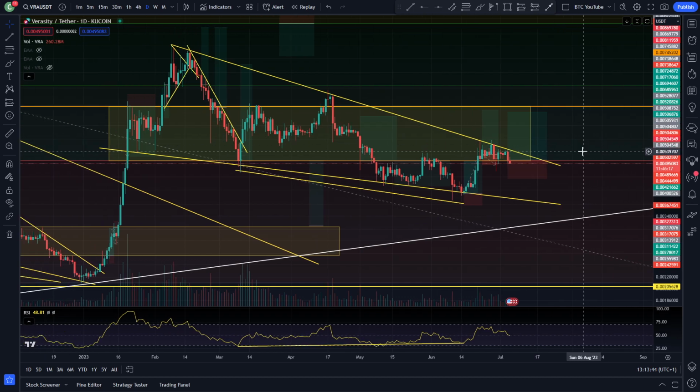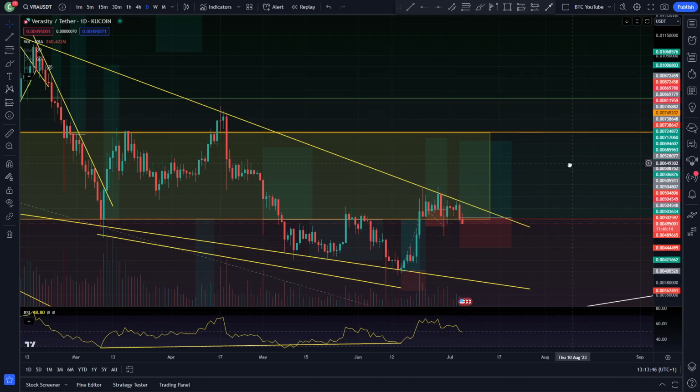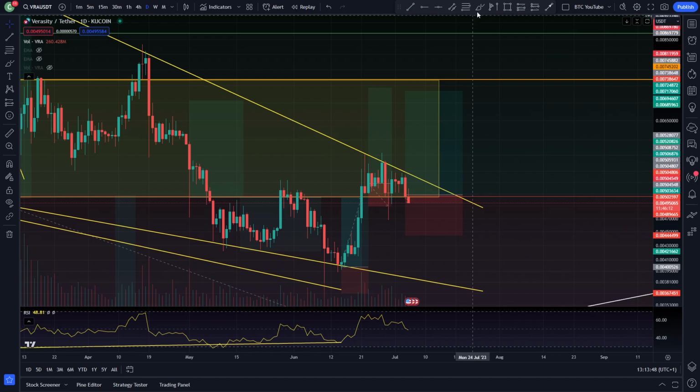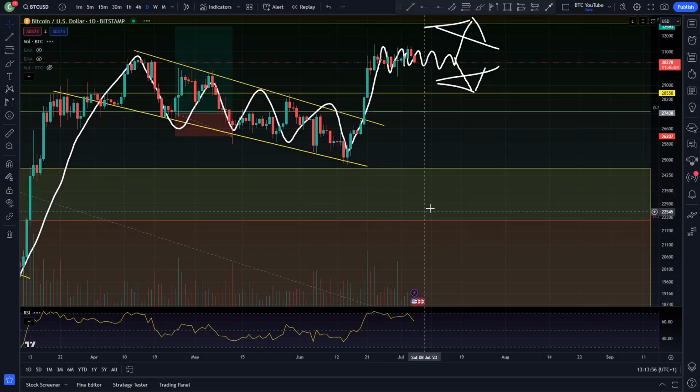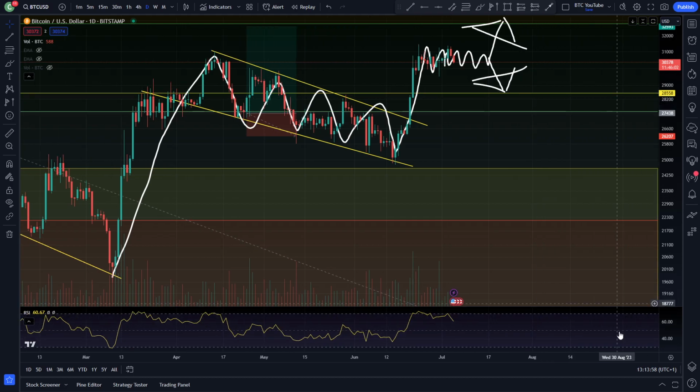And with that being said, just a quick look at what's happening with Verasity here then. As we can see, we are getting a little bit of a rollover and rejection over the past 2 days. Obviously this is just because of what is happening with Bitcoin and not really to do with anything else. You can see right now we are just highly correlated to the price of Bitcoin.